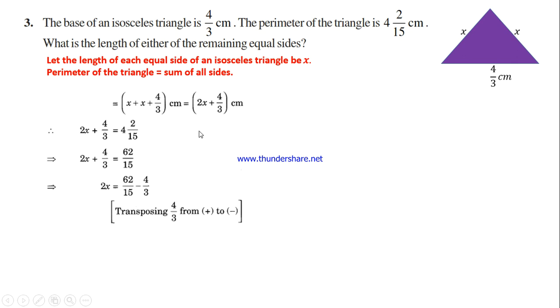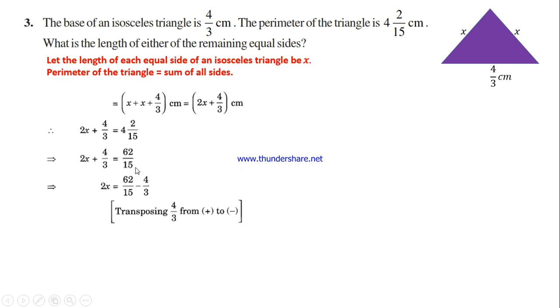Now we are writing the final equation, children. The perimeter we found here is 2x plus 4 by 3, equal to what they gave as the perimeter of the triangle: 4 and 2/15. This is a mixed fraction, so we are simplifying. The denominator is the same: 4 15s are 60, 60 plus 2 is 62, so 62 by 15. So this is the required equation: the perimeter of the triangle is 4 and 2/15.